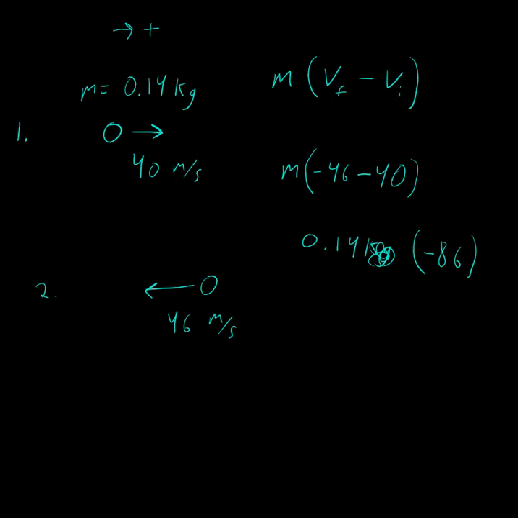Let me grab a calculator on that. So 0.14 times negative 86. That gives us negative 12.04. Okay, so this would be a way to approach and solve this type of problem.